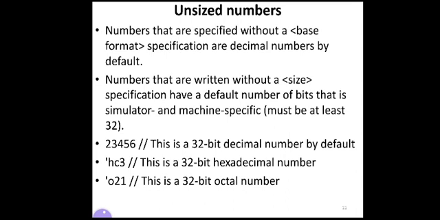Similarly, octal number 21. 21 is represented with only 6 bits. 2 is represented as 010 and 1 is represented as 001. But as you are using an unsized number, it occupies 32 bits in memory. So it is a 32-bit octal number by default.